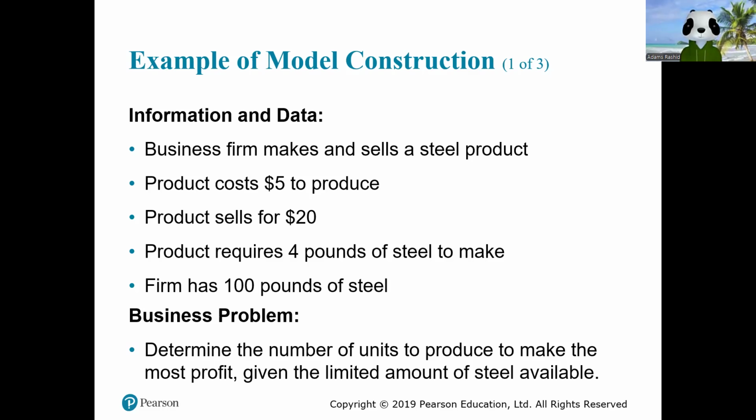Then we have the objective function. What do you think is the objective of this entrepreneur? Maximize profit. So we call that the objective function. The objective function is your profit, which we usually represent by C. And profit is equal to total revenue minus total cost.